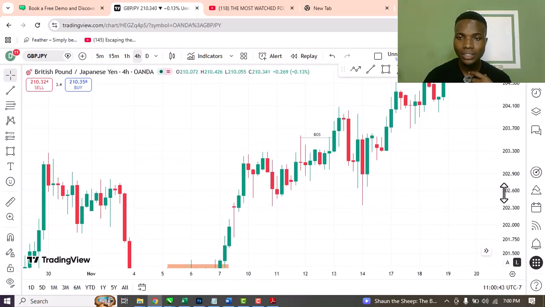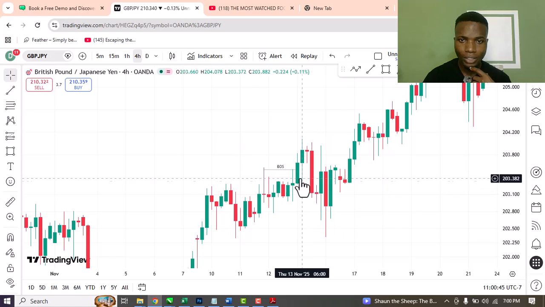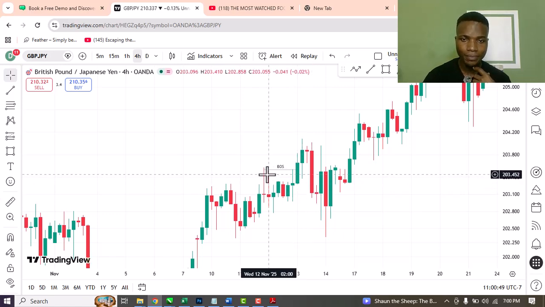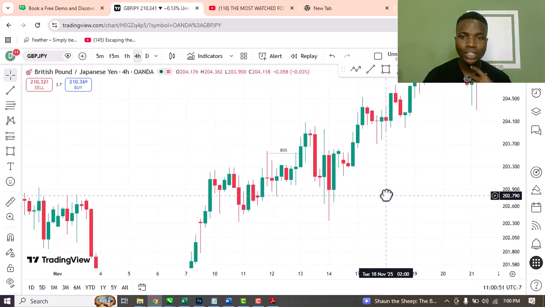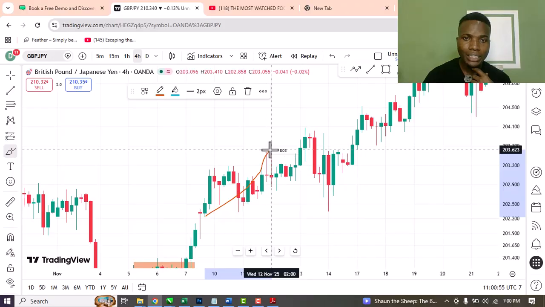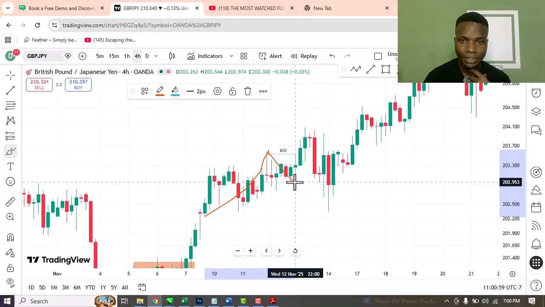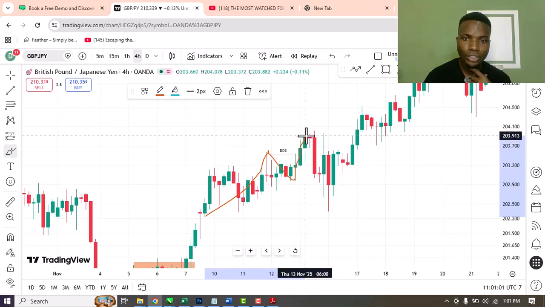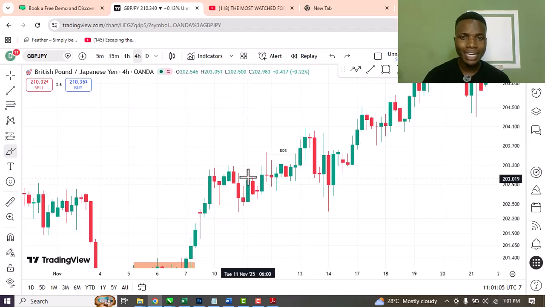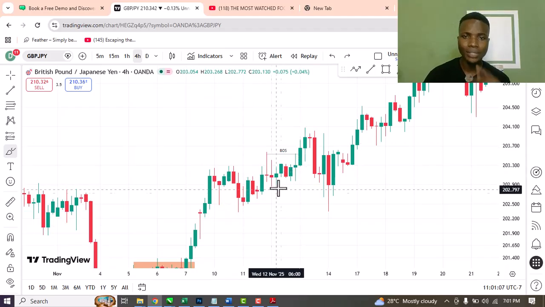Now this is a break of structure because this green candle closed above this high. So the interpretation is that price simply came creating a new higher high here. Then price reversed down here, then price pushed to the upside, creating this break of structure. Exactly, this is just the understanding.